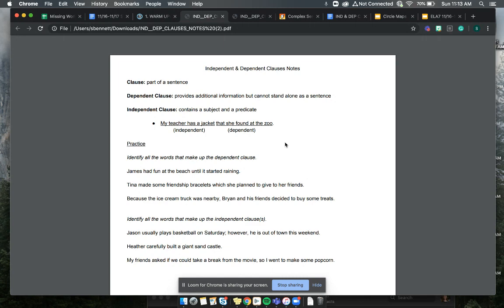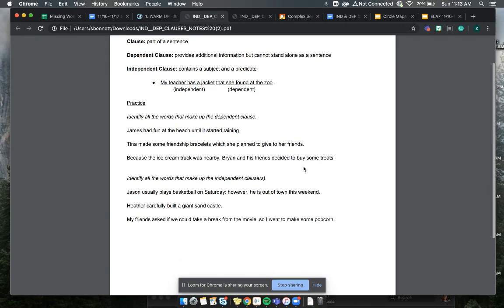My dependent clause is that she found at the zoo. It's starting with this subordinating conjunction. If I took away the rest of the sentence, then that she found at the zoo would not be a complete sentence. It is dependent on the independent clause.